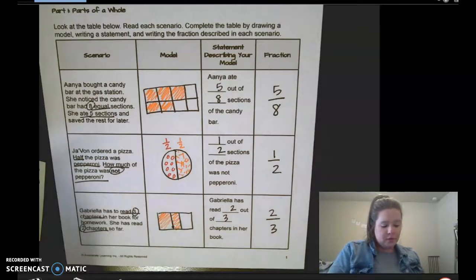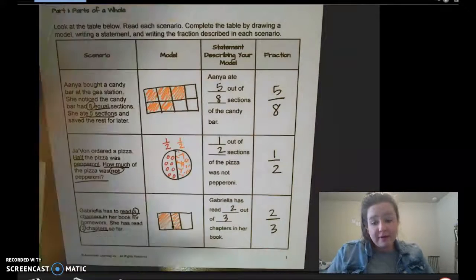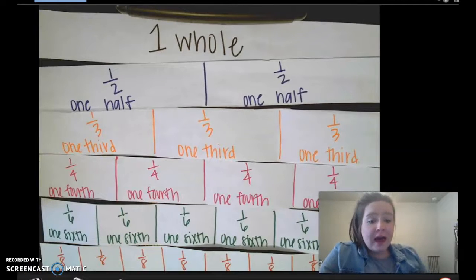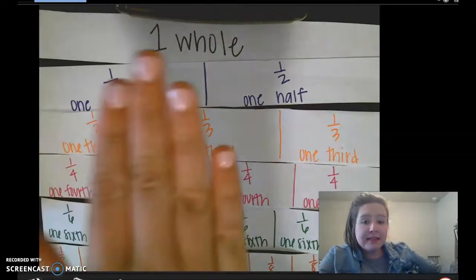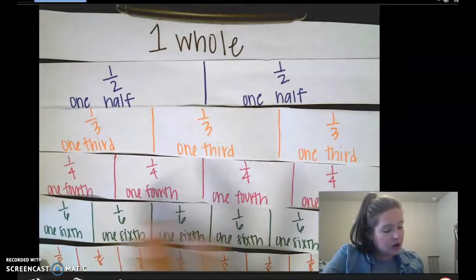Now, I want us to look at our fraction pieces. Okay? So I'm going to get my fraction pieces and I'm going to set them out. And I'm going to start with 1 whole and then go down the fraction. So 1 whole, 1/2, 1/3, 1/4, 1/6, and 1/8. Okay, so I have my fraction pieces laid out, or my fraction bars or strips laid out here.